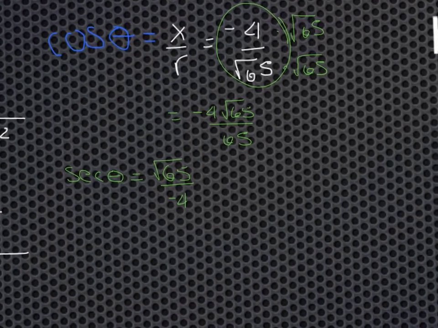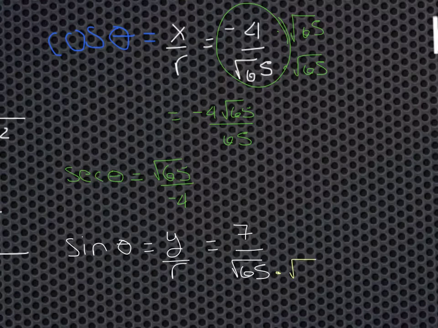Okay, the next thing I want is sine and cosecant. Sine of theta, that's y over r. Y, the given was 7. And r, we said, was the square root of 65. Again, we need to rationalize that denominator. So I'm going to multiply the top and bottom by the square root of 65, and we end up with 7 root 65 over 65.